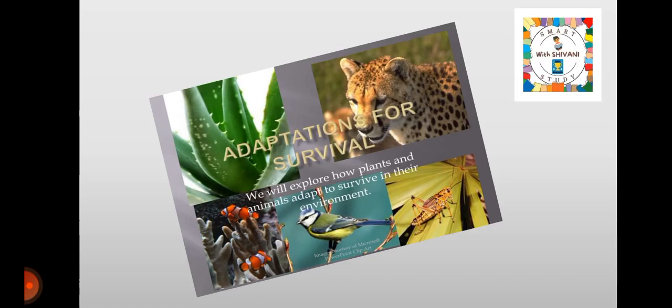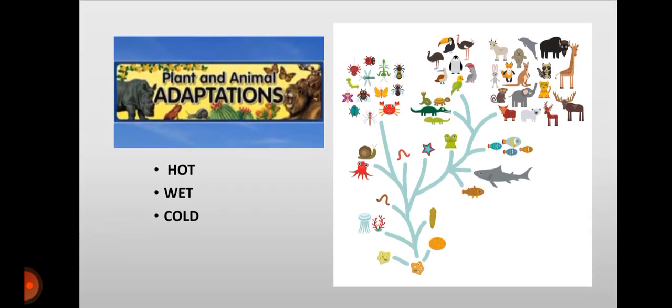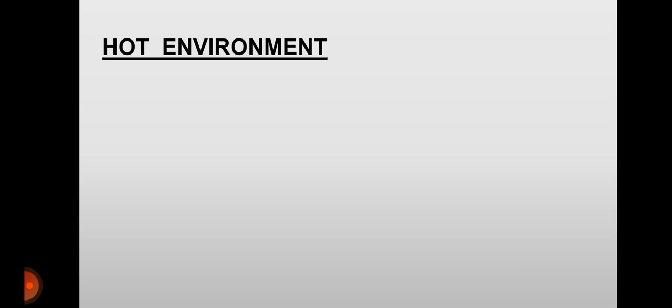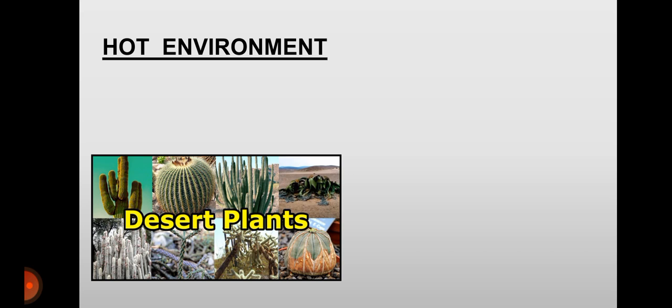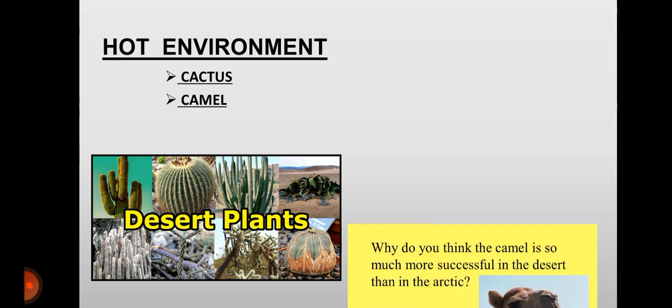Now, as human beings are adapted to different environments and different weather, so are the animals and plants. So, without much ado, let's begin today's topic of discussion, that is how plants and animals are adapted to different environments like hot environment, wet environment, and the cold environment. In the hot environment, we think of desert. And in desert, the most common plant which we come across is cactus. And when we talk about animal, it is camel.